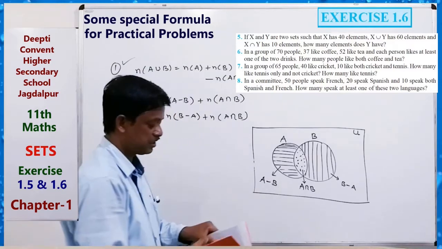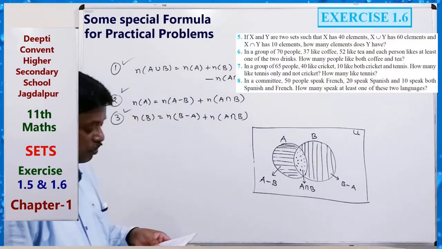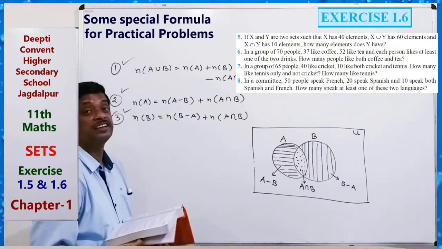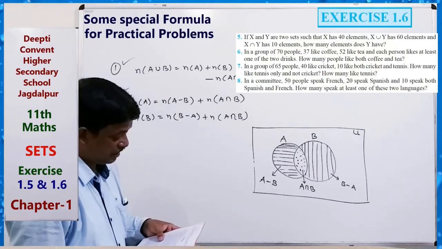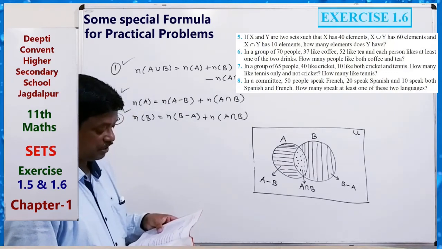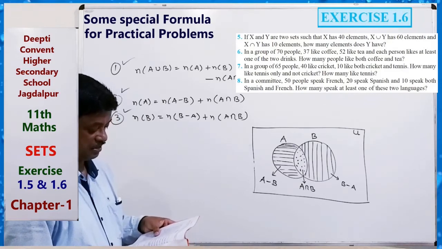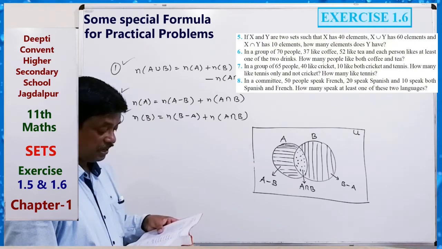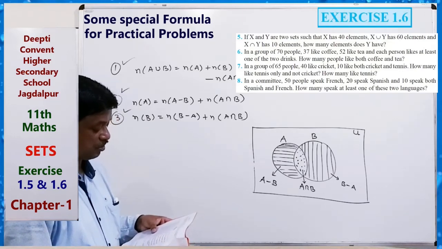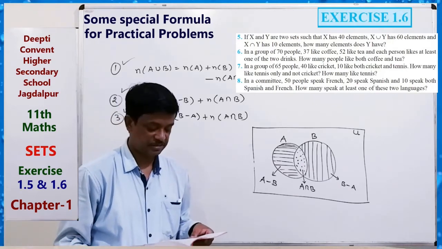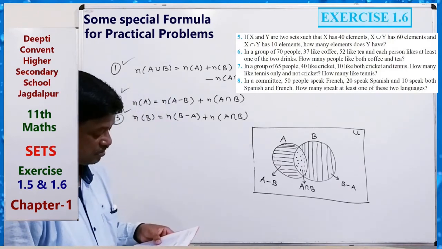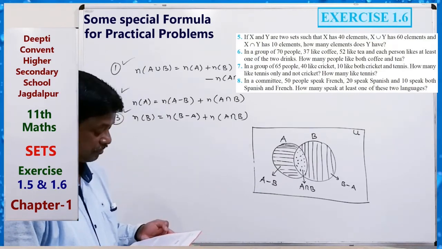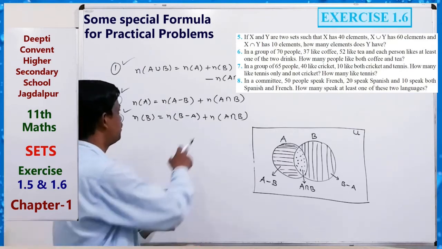Now question 6. In a group of 70 pupils, that is the union, that is what is given. 31 like coffee, 52 like tea, and each person likes at least one of the two drinks. How many people like both coffee and tea? That is what we have to find.